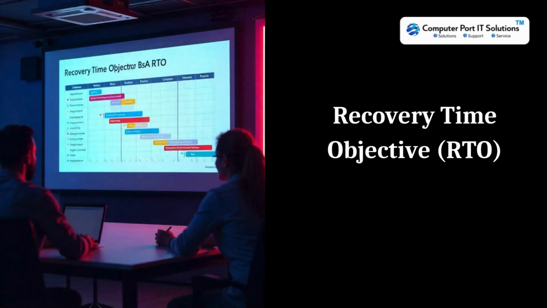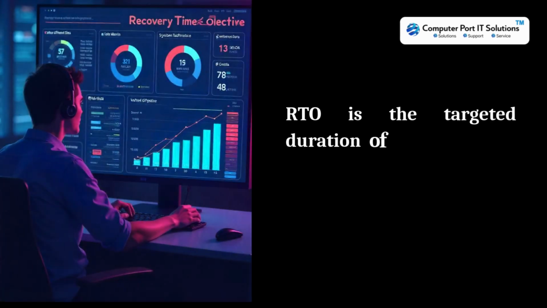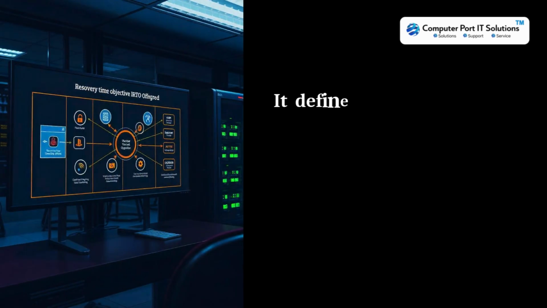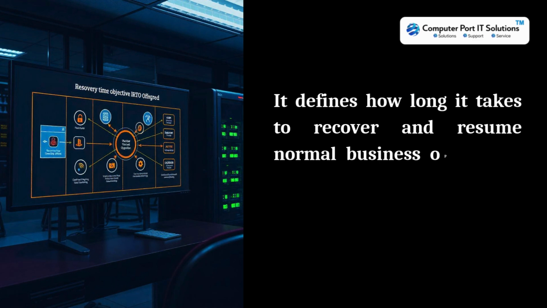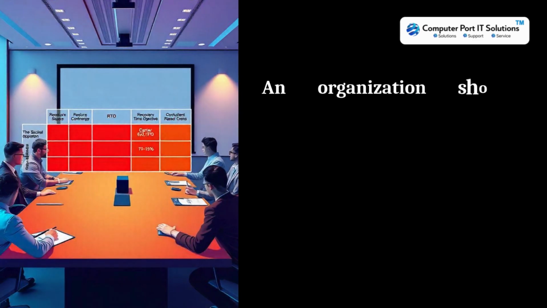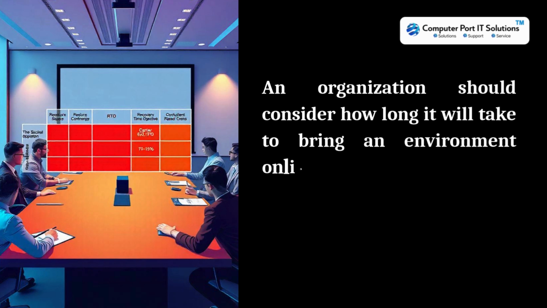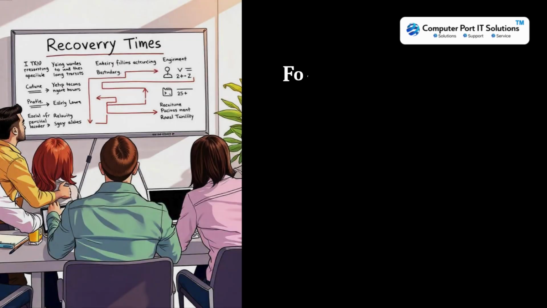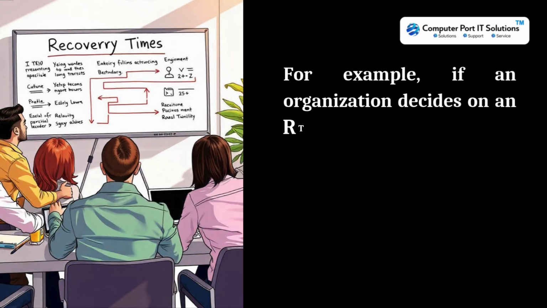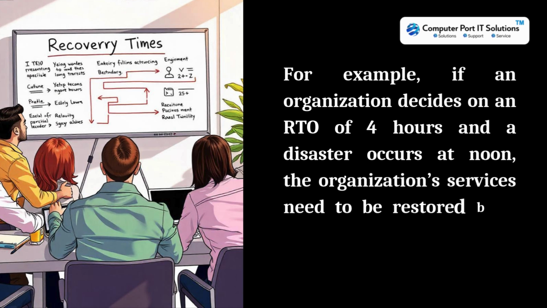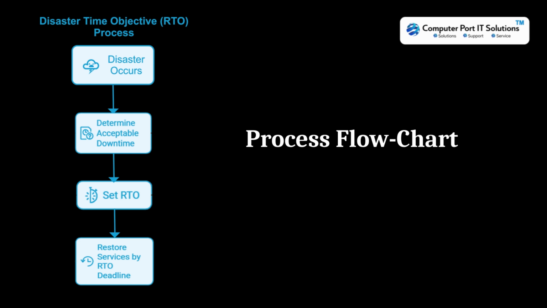Recovery Time Objective, RTO. RTO is the targeted duration of time between a failure and the resumption of operations. It defines how long it takes to recover and resume normal business operations after a disaster or disruption. An organization should consider how long it will take to bring an environment online once a disaster occurs and how much downtime is acceptable. For example, if an organization decides on an RTO of 4 hours and a disaster occurs at noon, the organization's services need to be restored by 4 p.m. Here is a process flow chart for recovery time objective.